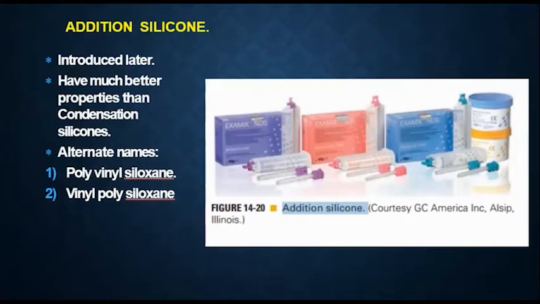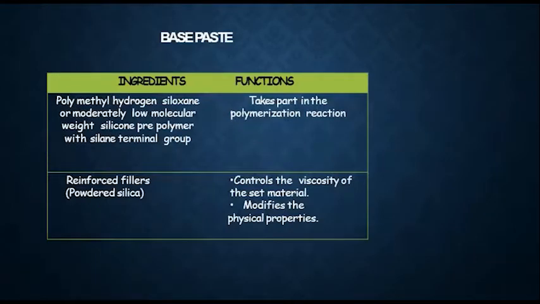So it is also known by other names as polyvinyl siloxane and vinyl polysiloxane. Now coming to ingredients, it has a polydimethyl hydrogen siloxane or a moderately low molecular weight silicone-free polymer with silane terminated. And you have fillers. As mentioned earlier, it modifies the controls of viscosity. That is, fillers determine the flow of the material and the hardness.